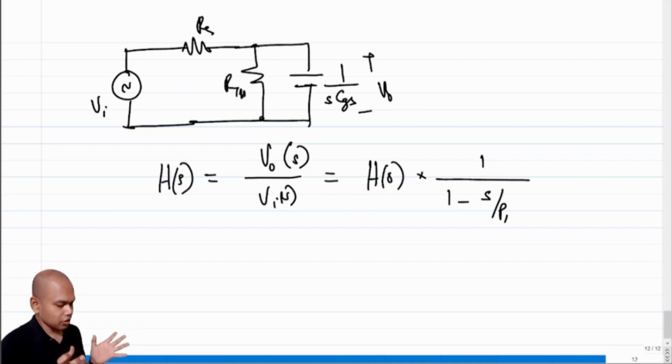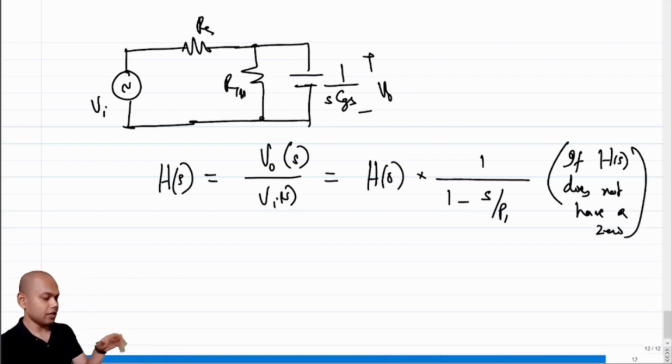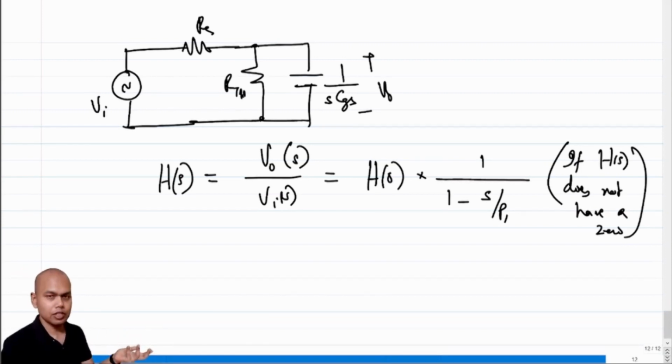So if a first order system doesn't have a zero, if H(s) does not have a zero, then we can express it in this form. Else we'll have to go back and see if this has a zero or not. So we will consider the zero later on. Let's assume that we know that this circuit doesn't have a zero, so let's go ahead.